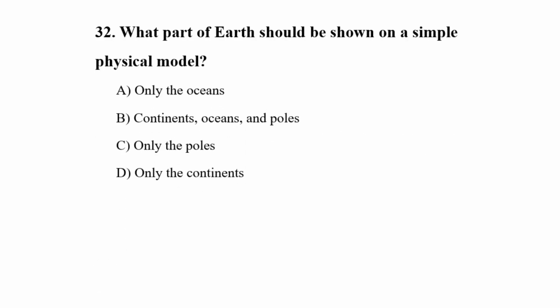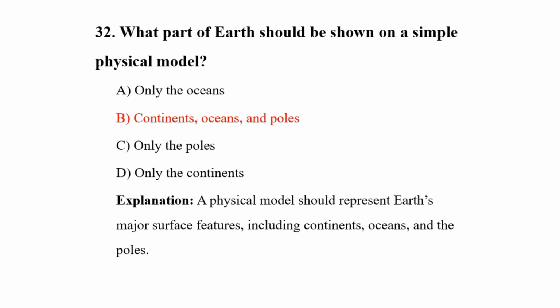Question number 32. What part of Earth should be shown on a simple physical model? A. Only the oceans. B. Continents, oceans and poles. C. Only the poles. D. Only the continents. The answer will be continents, oceans and poles. A physical model should represent Earth's major surface features, including continents and the poles.